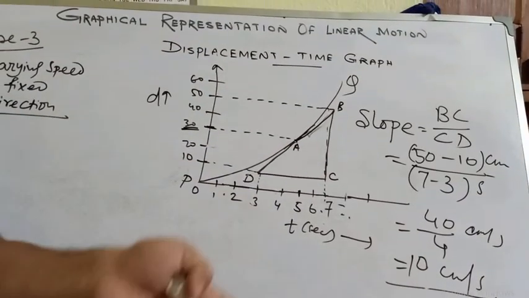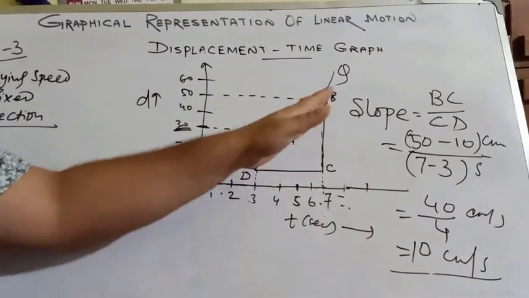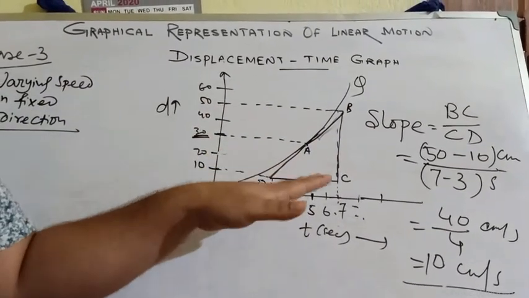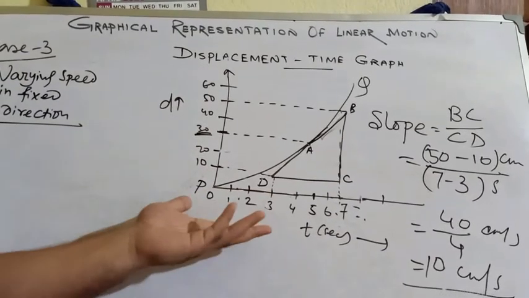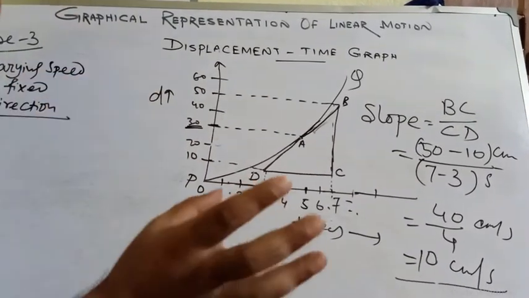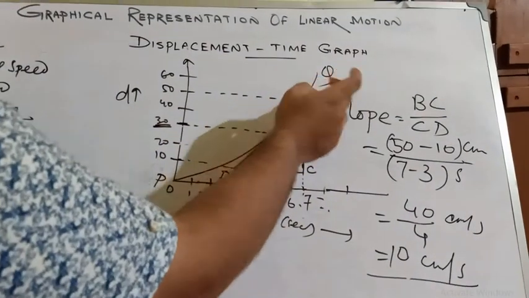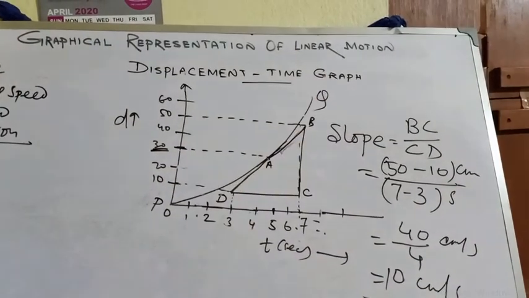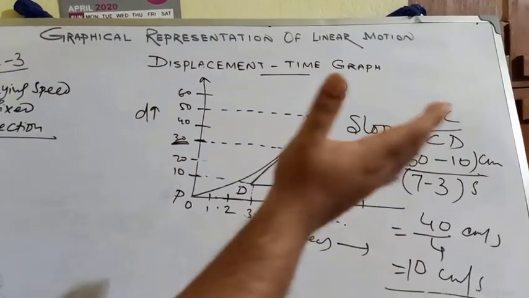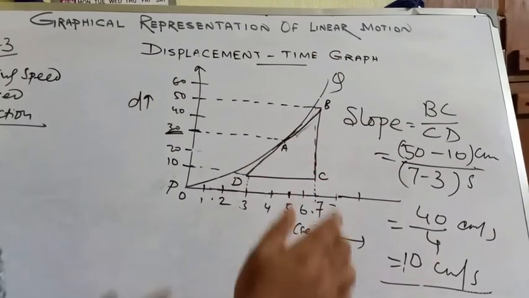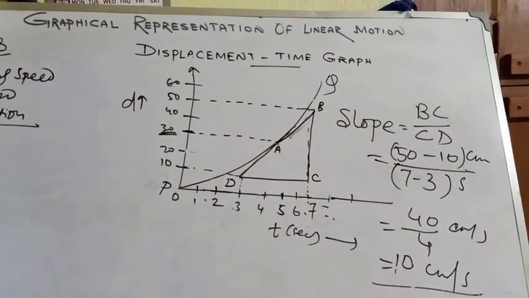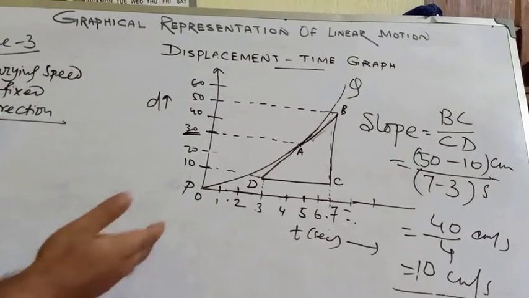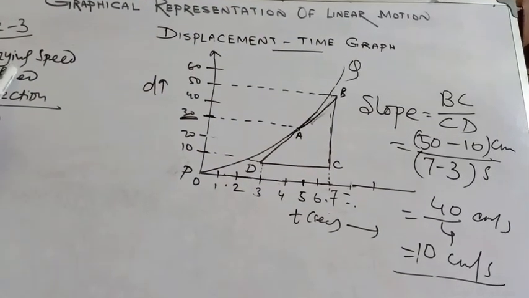Now the slope of a curve is different at different points. So if you take this, the slope will be different. If you take this point, the slope will be different. So the velocity is different at different instants. Okay, now it's your work. I am giving you one work. You take a point at any other instant, any other point on the curve, and calculate what your velocity is coming. Obviously it will be different from 10 centimeter per second, and that's why it is called varying speed in a fixed direction. It is going in a fixed direction, but the speed is varying. Okay, variable.